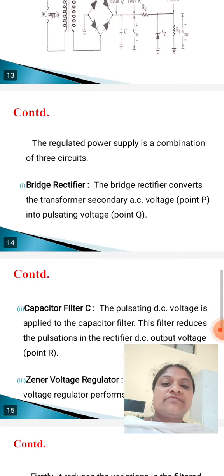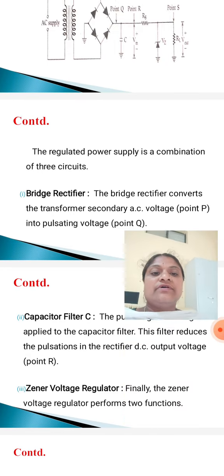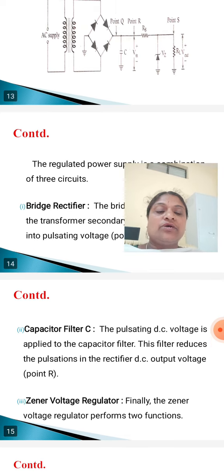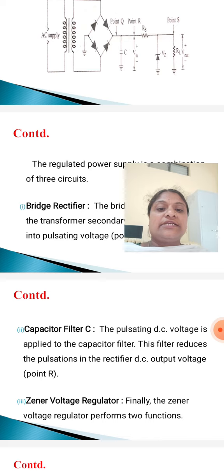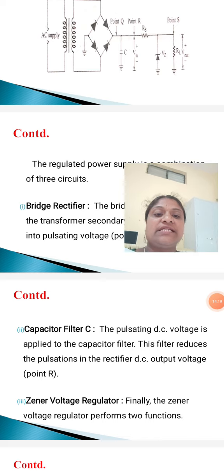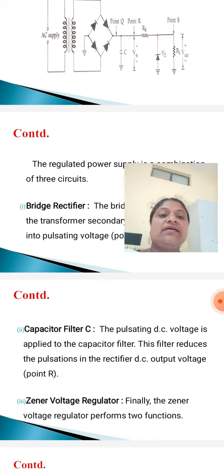What is the purpose of the capacitor filter circuit? The pulsating DC voltage is applied to the capacitor filter. This filter reduces the pulsations in the rectified DC output voltage at point R.